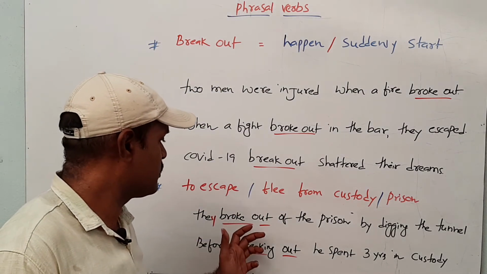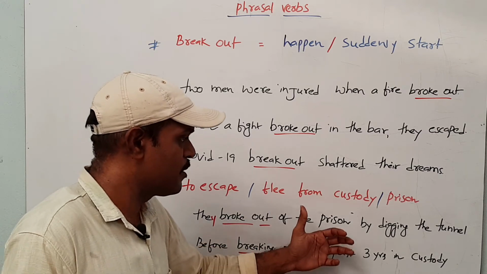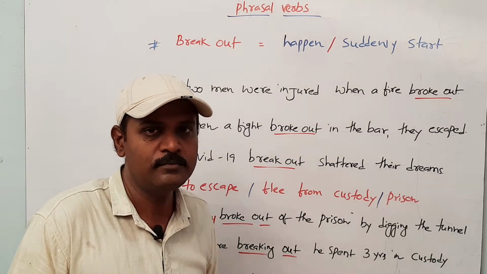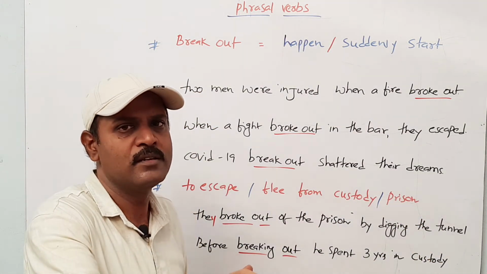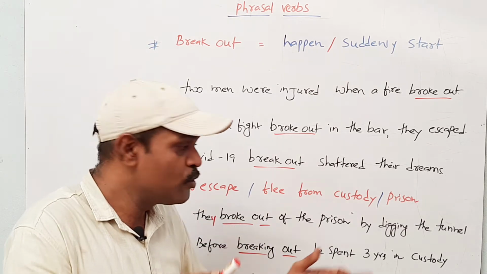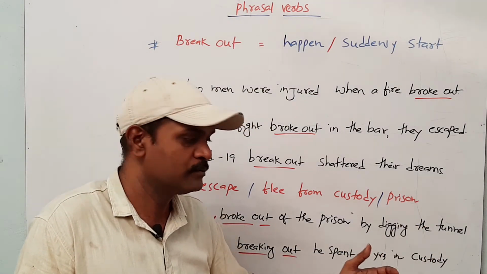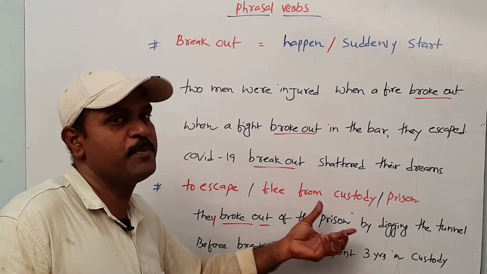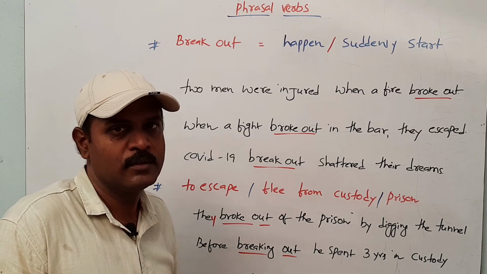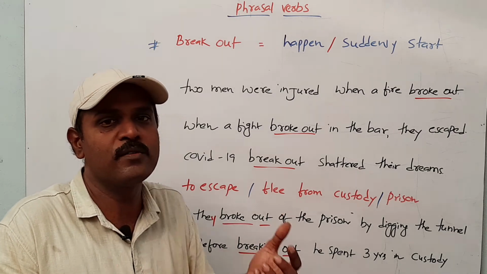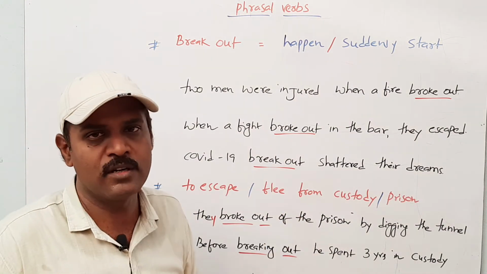They broke out of the prison by digging the tunnel. By digging the tunnel, that means doing this kind of action, they broke out of the prison. They successfully broke out from the prison by digging the tunnel.